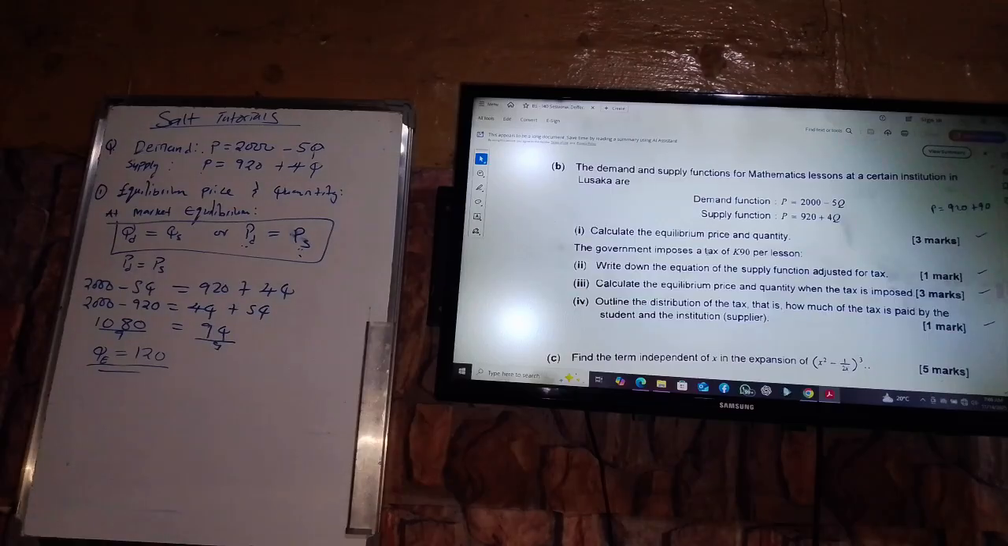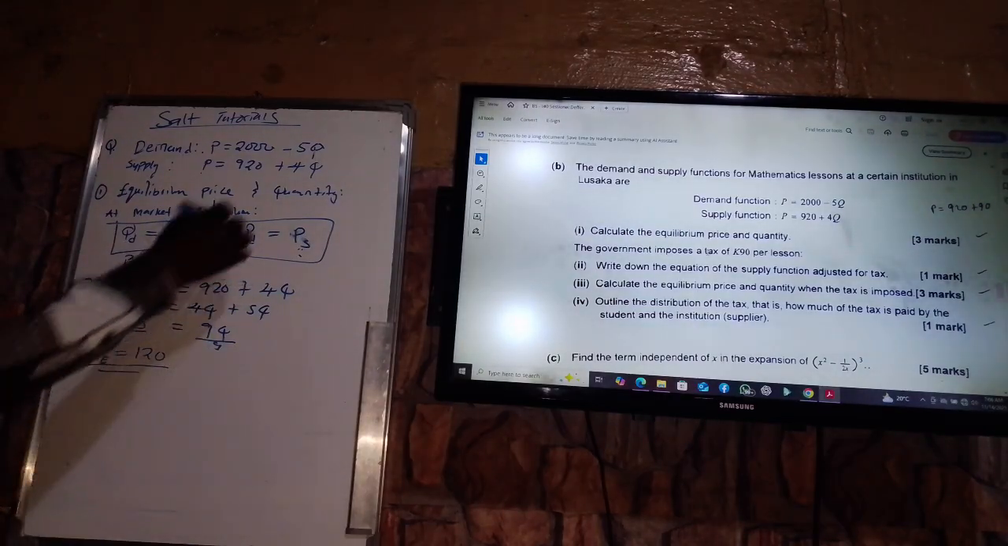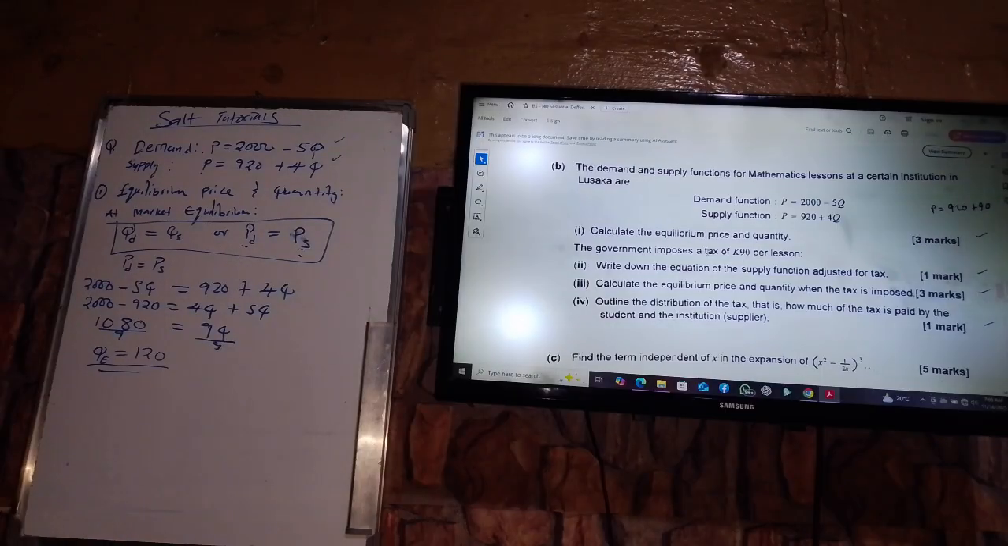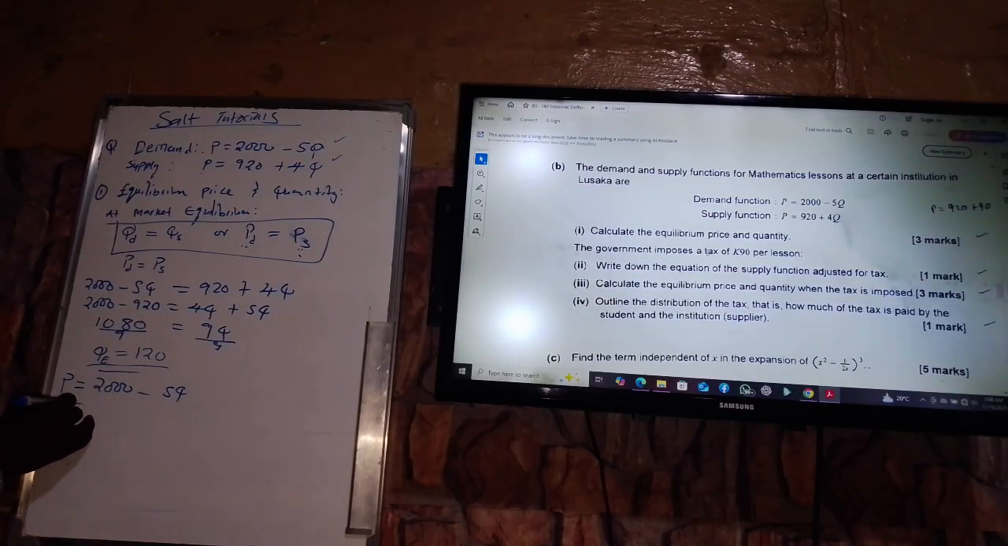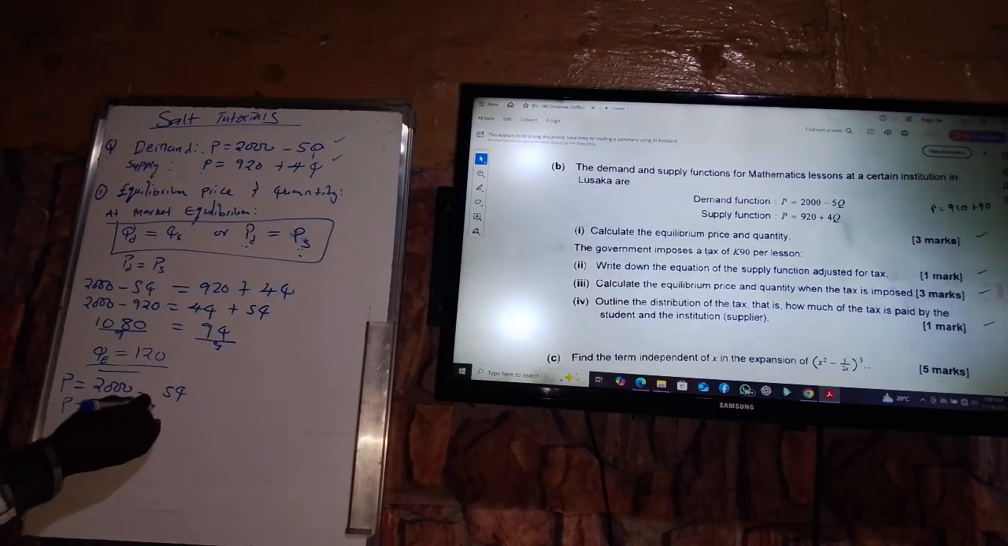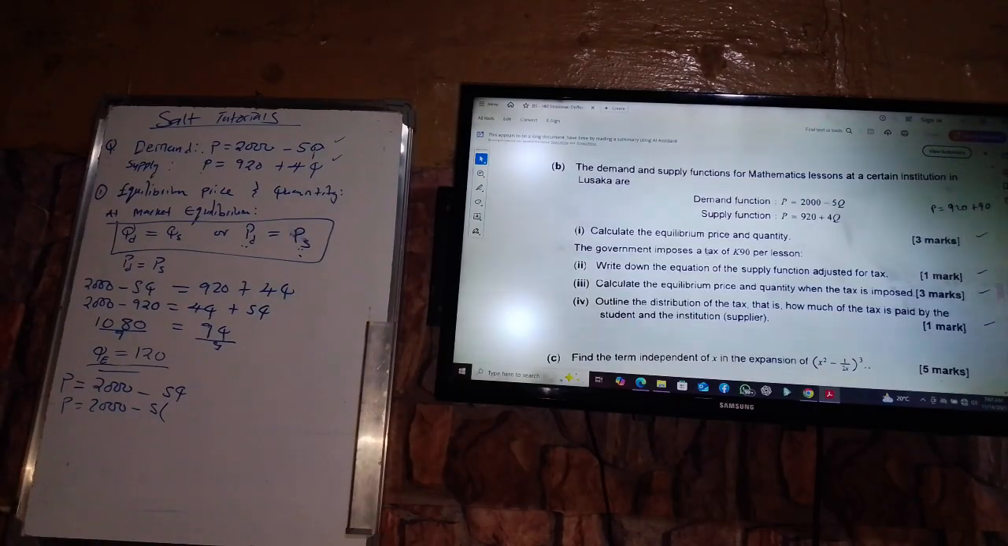So the question says find the equilibrium quantity and price. The first part which we have found here after equating PD to PS is basically the equilibrium quantity. So now let's find the equilibrium price. Since it's at the equilibrium point, we can use any of the equations to find the price. We'll have the same value for P. If, let's say, I use the first part, P equals 2000 minus 5Q. Q is 120, so this equals 2000 minus 5 multiplied by 120.